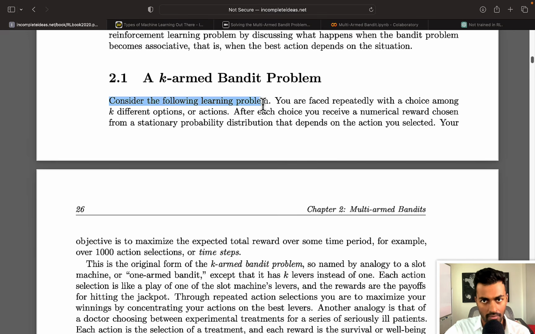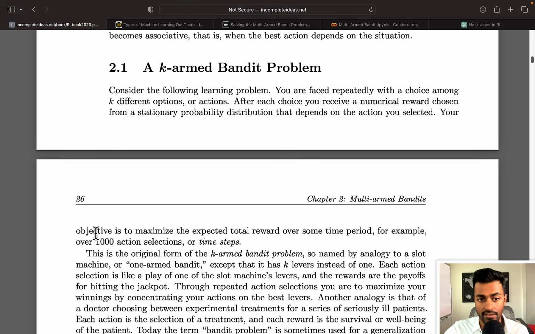Consider the following problem. You are faced repeatedly with a choice among k different options or actions, and after each choice you receive a numerical reward chosen from a stationary probability distribution that depends on the action that you selected. Your objective is to maximize the expected total reward over some period of time, for example, over 1,000 action selections or time steps. This is the original formulation of the K-armed bandit problem or the multi-armed bandit problem.